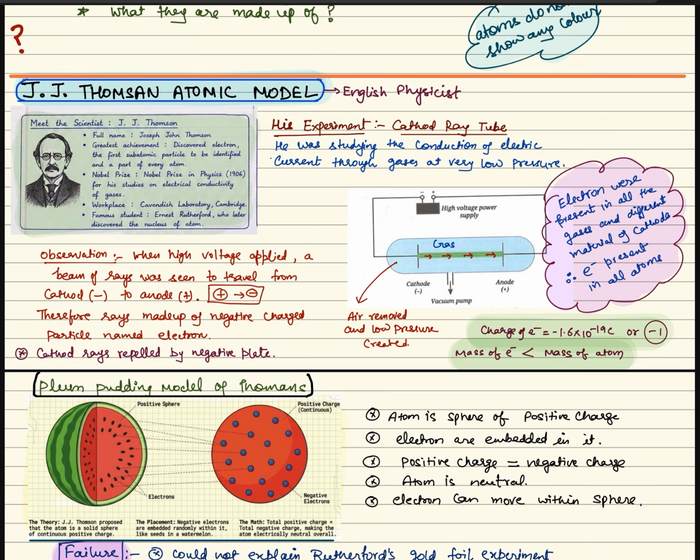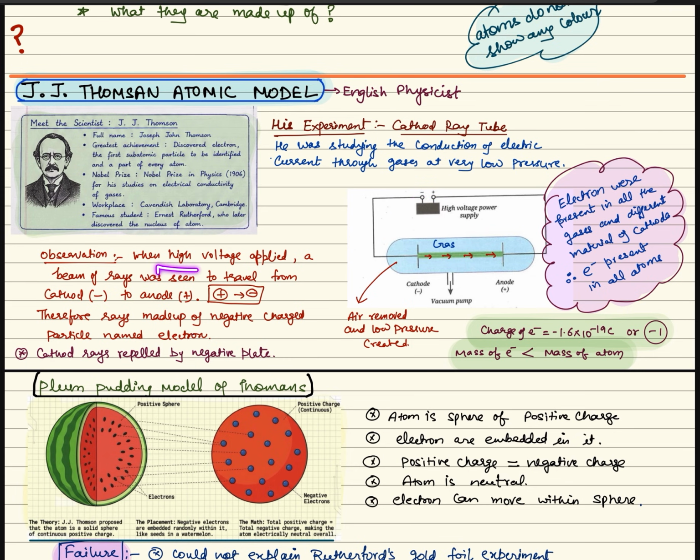Okay, what he did, he created a vacuum tube. Okay, and he connected this vacuum tube with high voltage, and he put two electrodes, cathode and anode. Cathode is negative charge and this is positive charge. Okay, and can you see this is the high voltage supply.